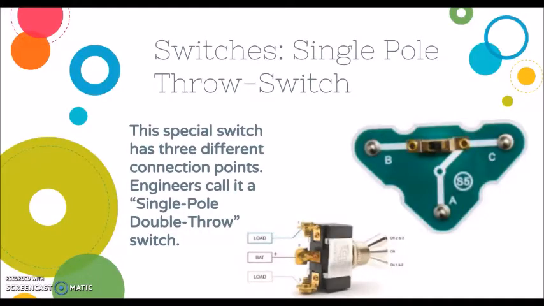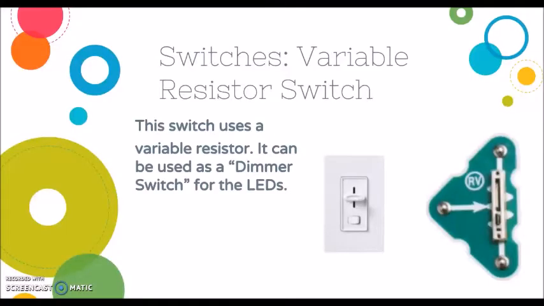All right, single pole double throw switch, and this is the one that I had to work with a lot. This is a special switch that has 3 different connection points. Engineers call it a single pole double throw switch. Okay, so that's another name for it. At the bottom you have an example of that, and to the right, that's how it looks in snap circuits. Now, we have a variable resistor switch. That's kind of like the lights that you can slide up and down. It's more like a dimmer.